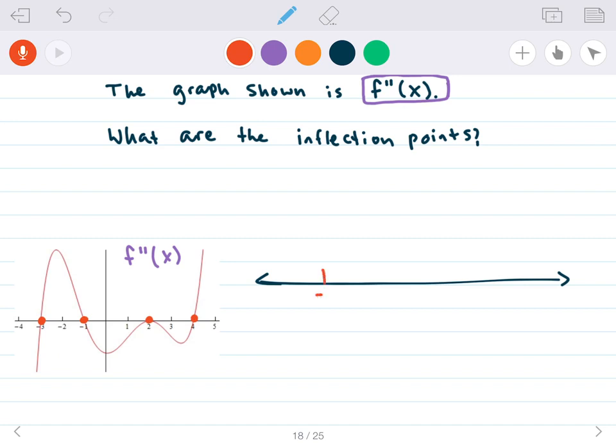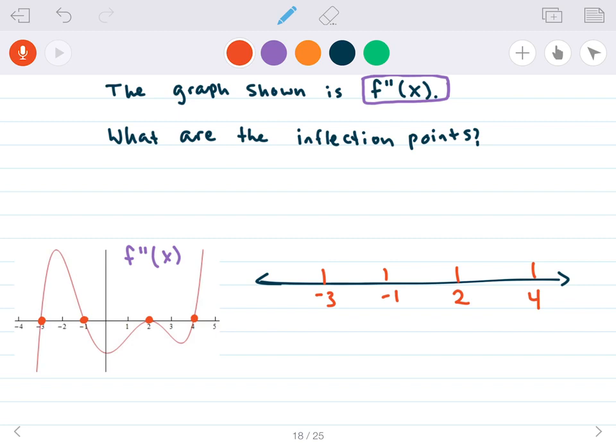Okay, so we have -3, -1, 2, and 4. Those are possibilities. And remember, if it is an actual inflection point, it's going to change signs. The second derivative is going to go from negative to positive or vice versa. Because remember, that's corresponding to the changes in concavity in f of x.